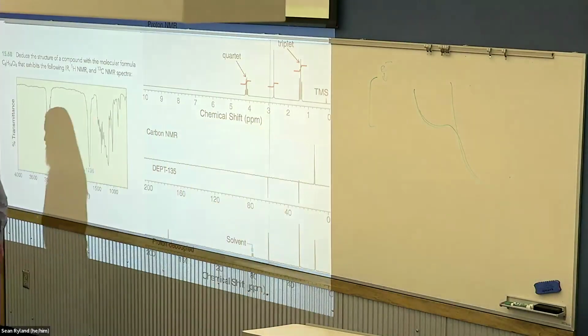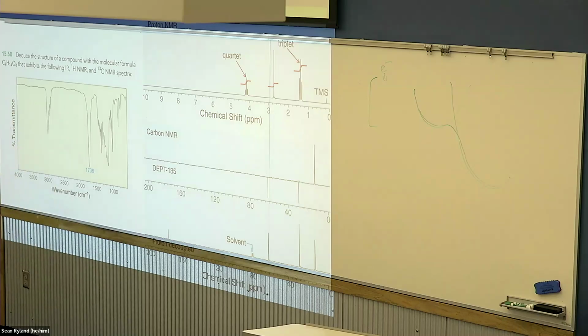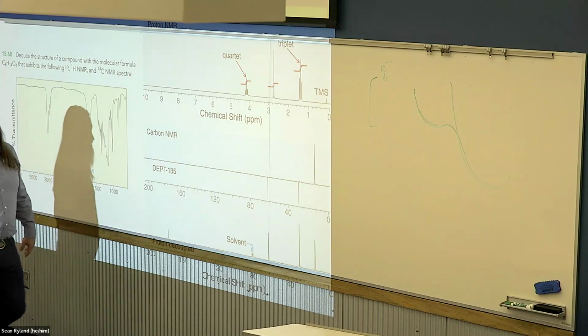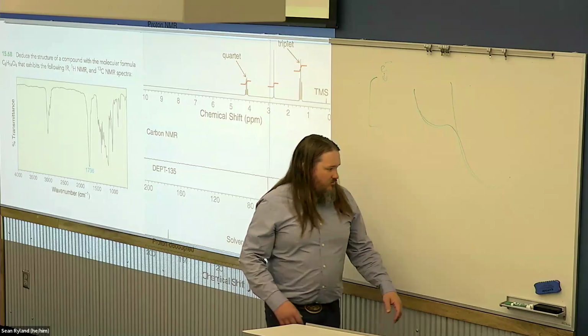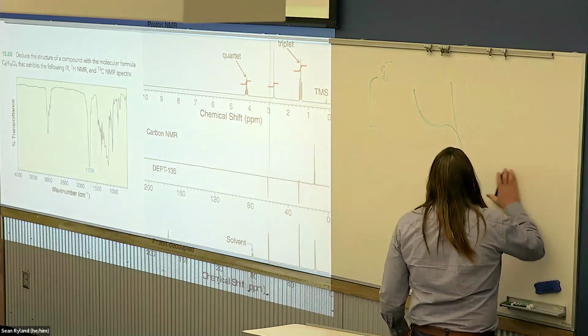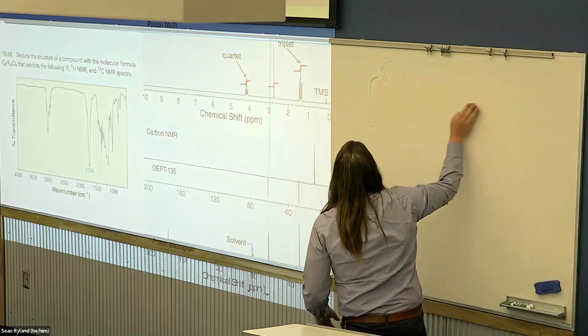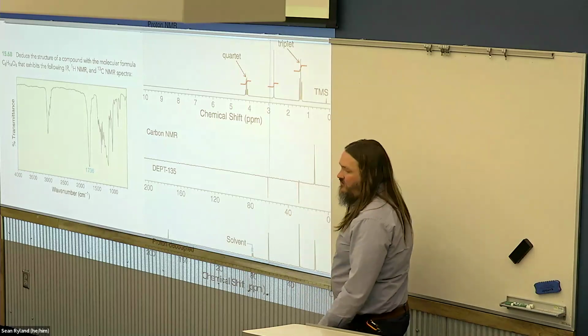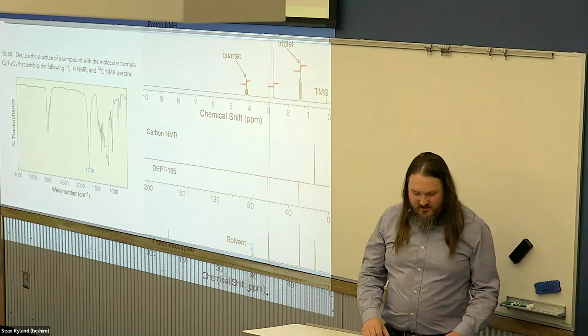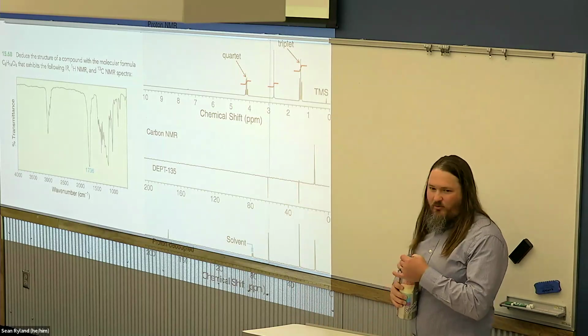All right, so we've got a bunch of data here, a bunch of information, and a formula. Where would we start with this? We're just trying to come up with a reasonable structure. There are any number of places we can start, but what's usually the simplest place? Let's look at the IR. What can we rule out?